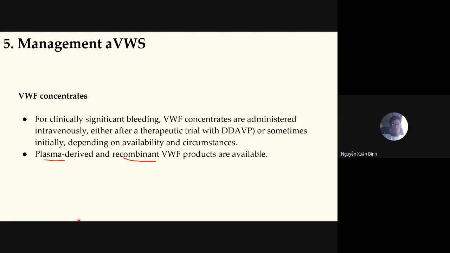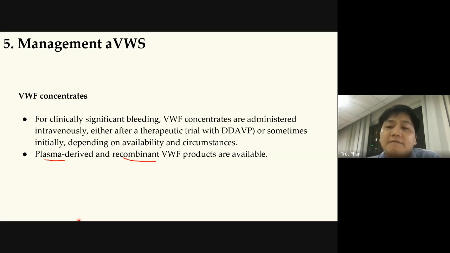I think this plasma-derived Willebrand product means the Willebrand concentrate we collect from the blood of the donor. This means when we infuse Willebrand from the plasma-derived product, it has a risk, equal to the risk when we infuse blood to the patient. How about the recombinant? I think with recombinant we have a lower risk when we infuse to the patient because it will have less microorganism from the donor. I'm guessing that. Is there any risk of using recombinant VWF?